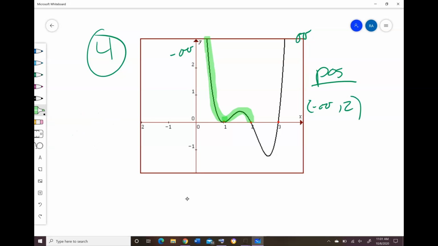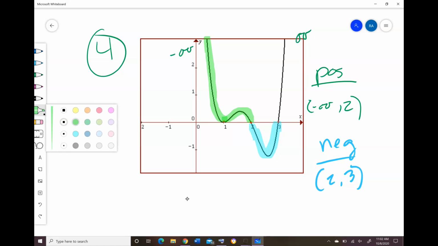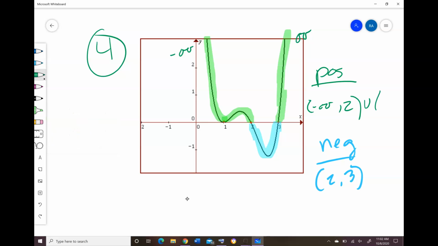Now, once I cross that line, I'm getting into the negatives. So I'm negative, and that's negative from 2 to 3. Then I switch again, and I'm positive. I'm positive from 3 to positive infinity.